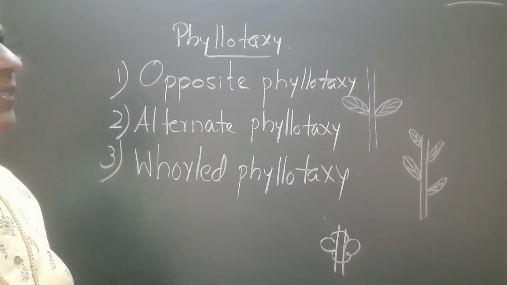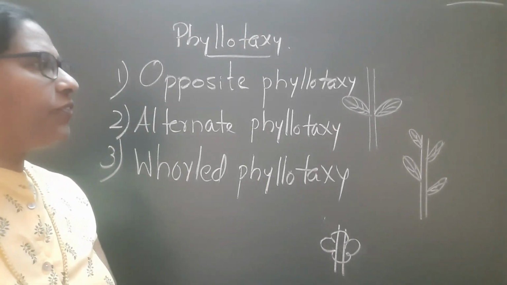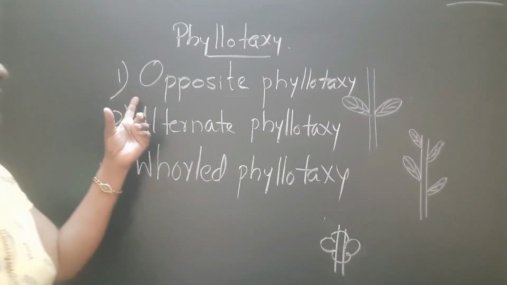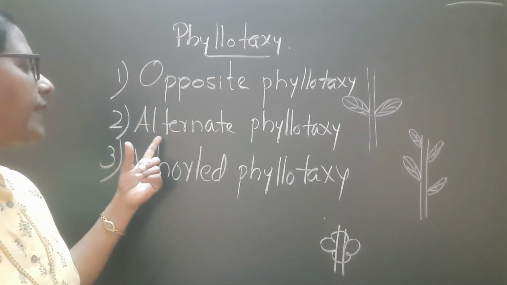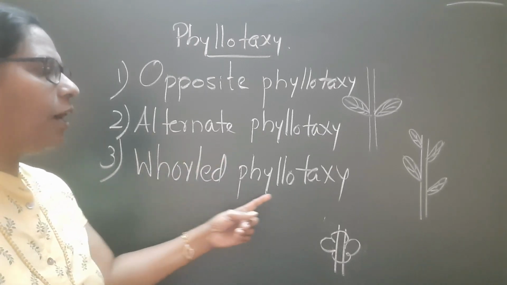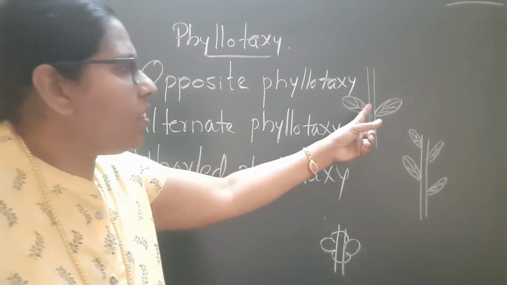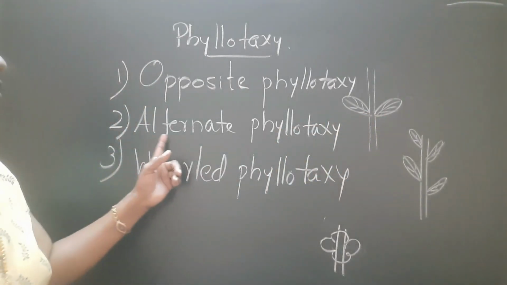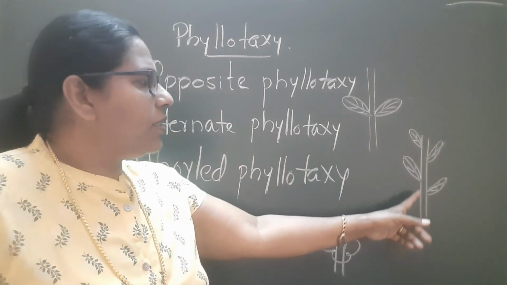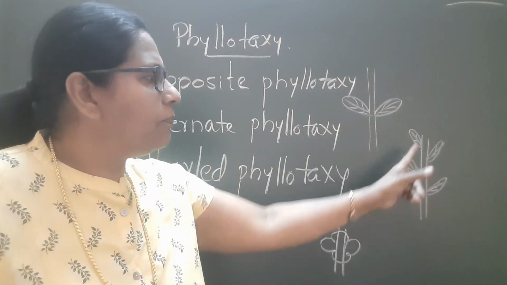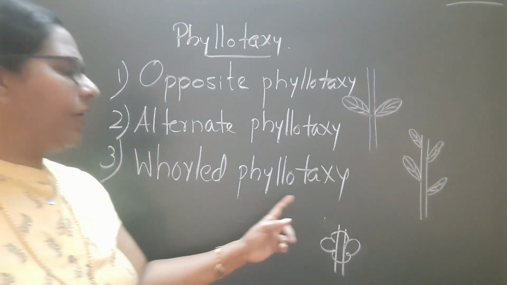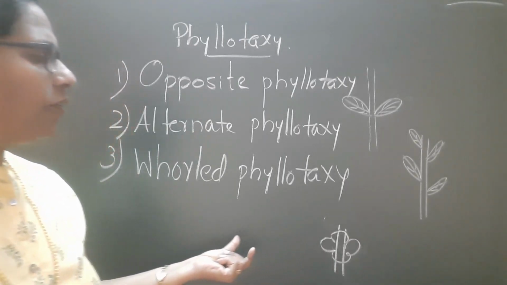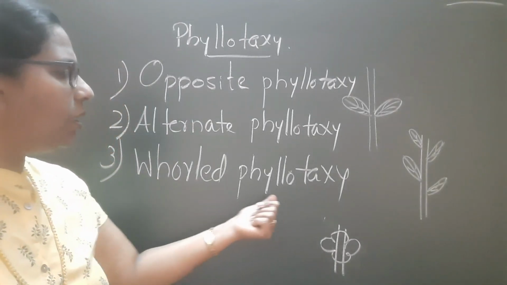Okay, phyllotaxy: the arrangement of leaves on the stem. There are three types: opposite, alternate and whorled phyllotaxy. In opposite phyllotaxy, the leaves on the stem are on both sides, just opposite to each other. In alternate phyllotaxy, the leaves on the stem are alternate. In whorled phyllotaxy, the leaves are around the stem.